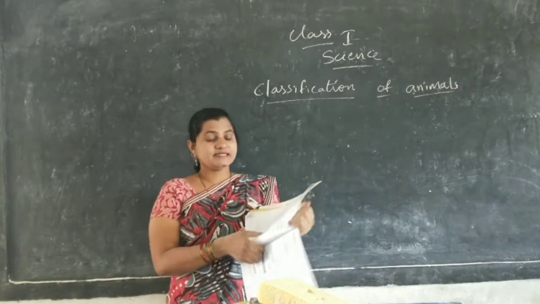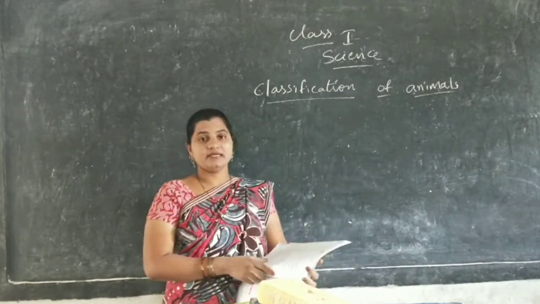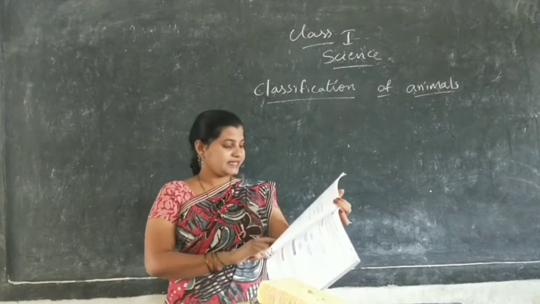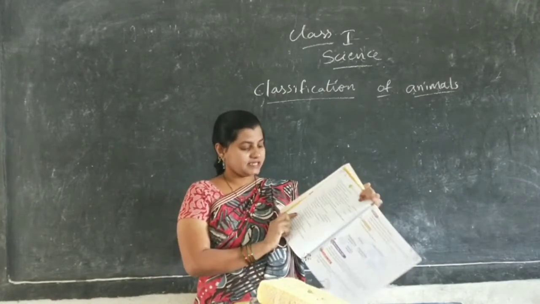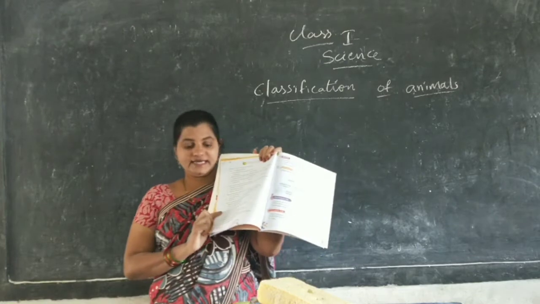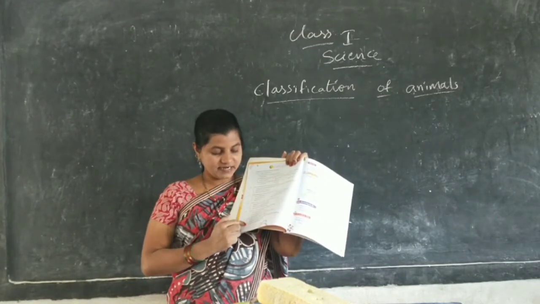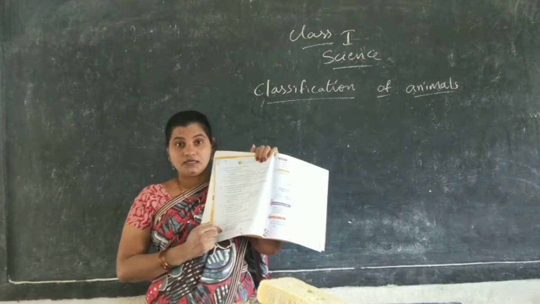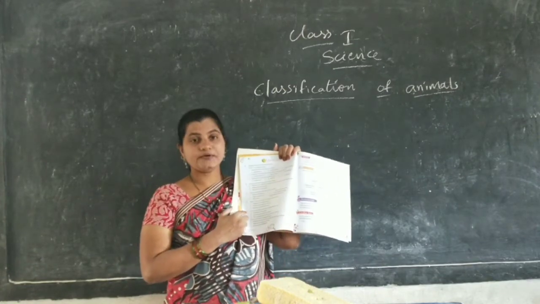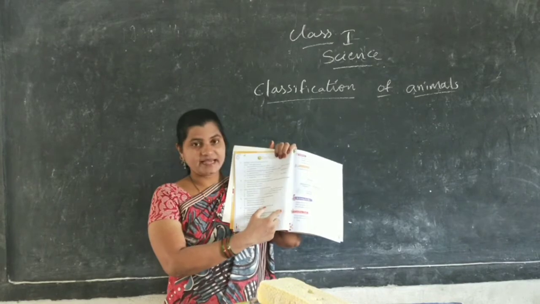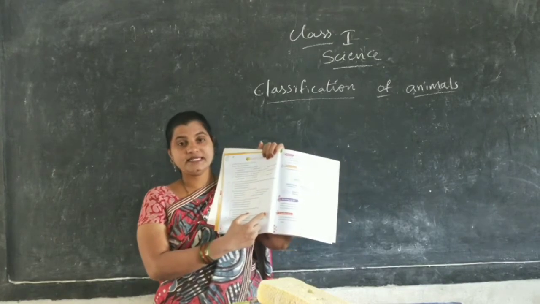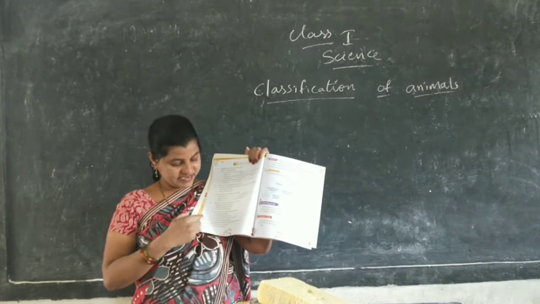Okay, what is the topic? Classification of animals. From this topic, E and F, these two bits are not completed. Today I will give E bit and F bit. In bit E, you have to write answers in the given blanks only. Okay, children. Next, F bit.